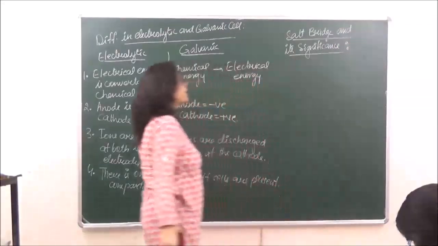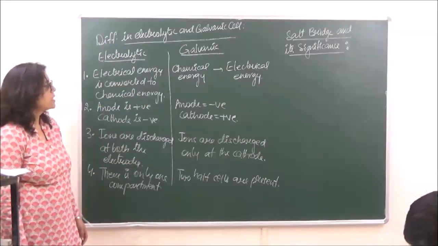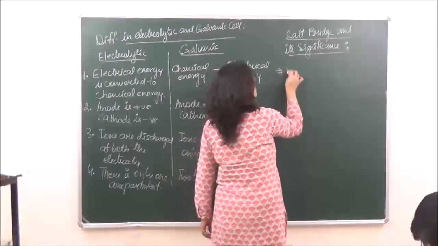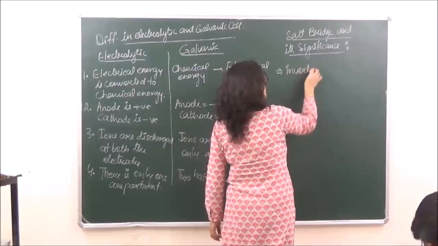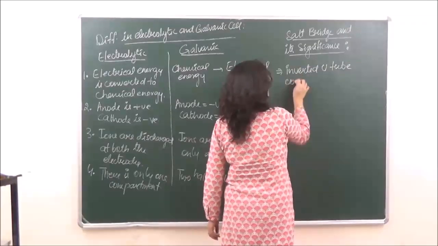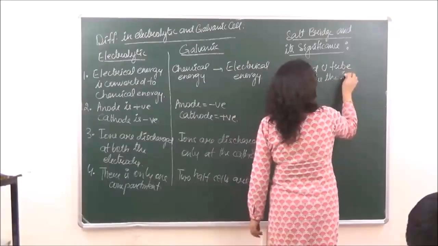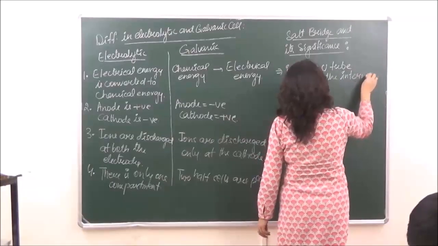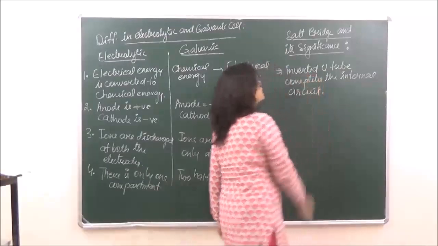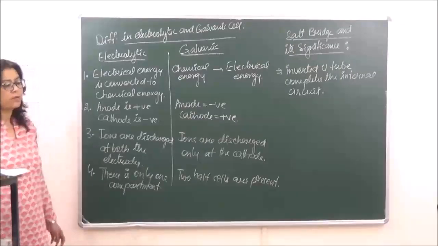Salt bridge and its significance. Now you just saw when we had discussed the Daniell cell that the salt bridge is an inverted U-tube which completes the internal circuit of the galvanic cell. That is what a salt bridge is.